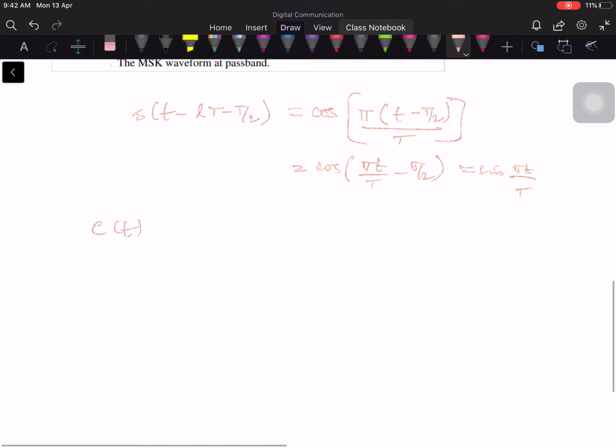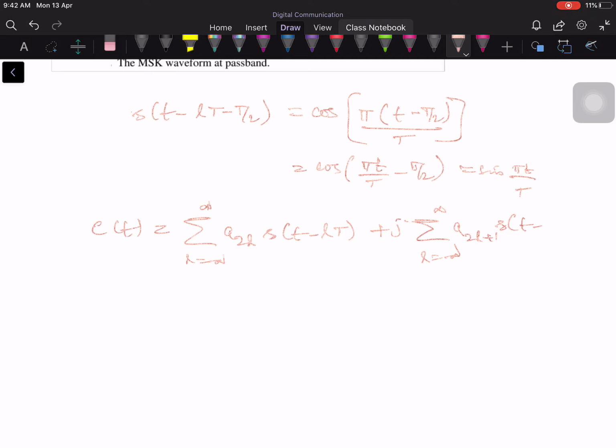In the previous lecture we wrote down the summation of a 2l, the even amplitudes, times s of t minus lT, where l ranges from minus infinity to plus infinity, plus j times the summation over l from minus infinity to plus infinity of a 2l plus 1 times s of t minus lT minus T by 2. And now this will be replaced by cos of pi t by capital T, and this will be replaced by sin of pi t by capital T.